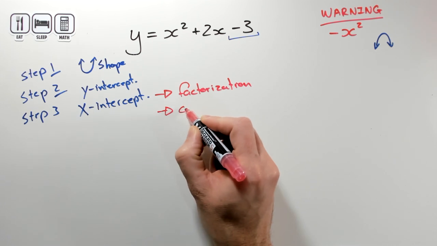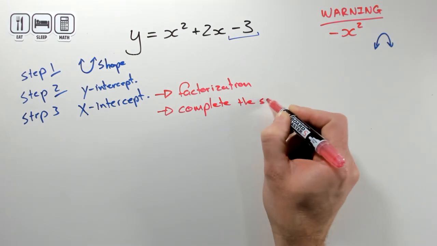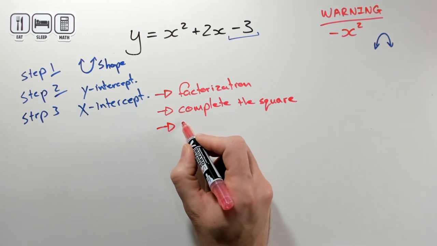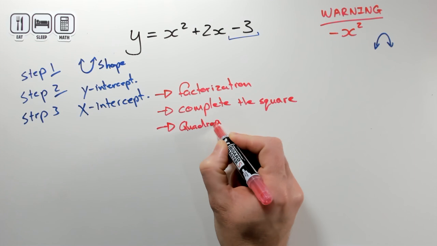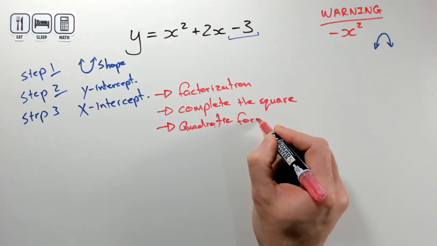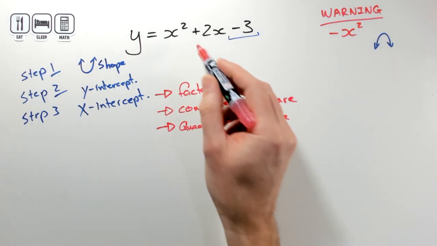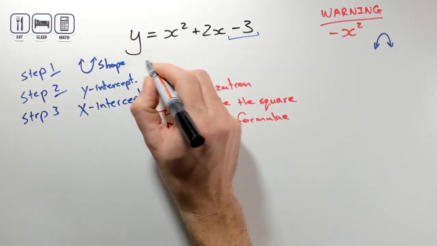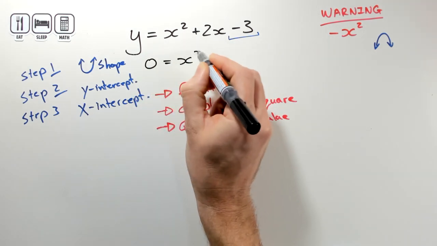Secondly, complete the square is an option. These are things that there are videos about, so make sure you know them. And then the last one is the quadratic formula. So there are 3 methods which you can use to solve for x. Basically, you're going to make y 0. To find the x-intercept, I'm going to make y 0, and I'm going to solve this.